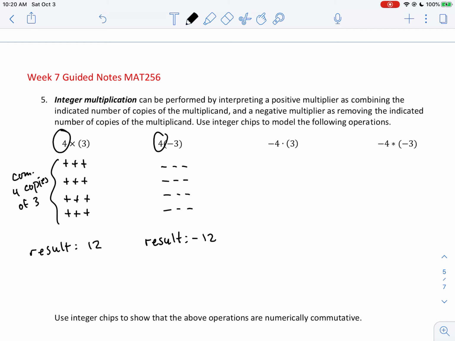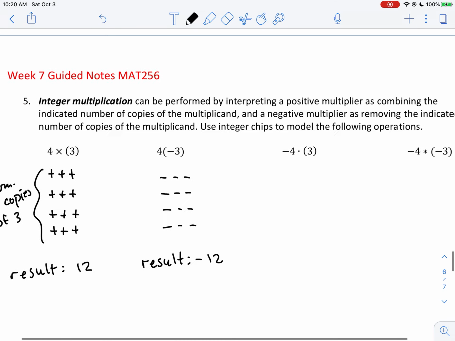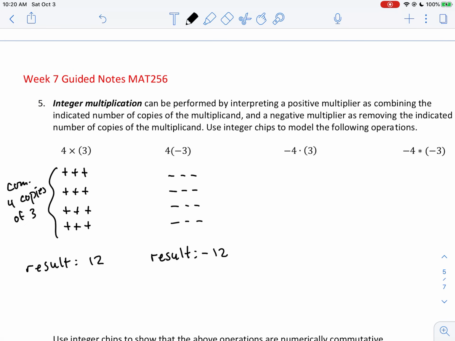Now, notice we had positive multipliers for both of these, 4 and 4. But now I'm going to switch to negative 4 as the multiplier. Also, you'll notice that I'm varying my symbols for multiplication, using the times sign, using just parentheses with a number in front, using a dot, and using that asterisk. All of those mean to do multiplication. And negative 4 dot 3, so negative 4 times 3. When it's a negative multiplier, let's read this, a negative multiplier means removing the indicated number of copies of the multiplicand.